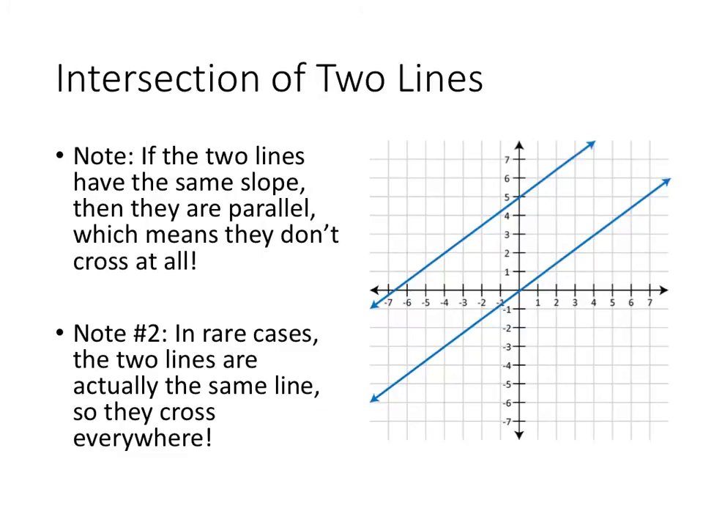Just a quick note though, if the two lines have the same slope, then they're actually parallel lines and they don't cross at all. In rare cases, it might not be obvious from looking at the equations that you're given, but it's possible that the two lines are actually the same line, in which case they would cross everywhere. But we're going to talk about the general situation where we only have one intersection point.